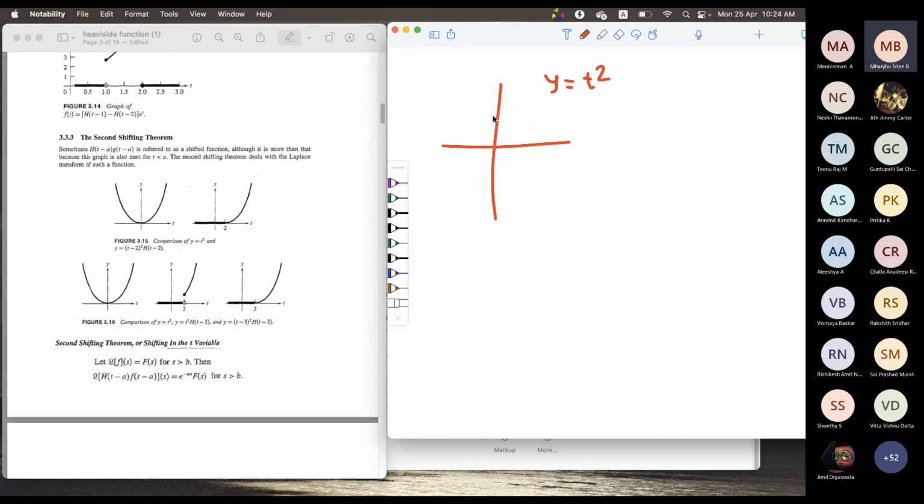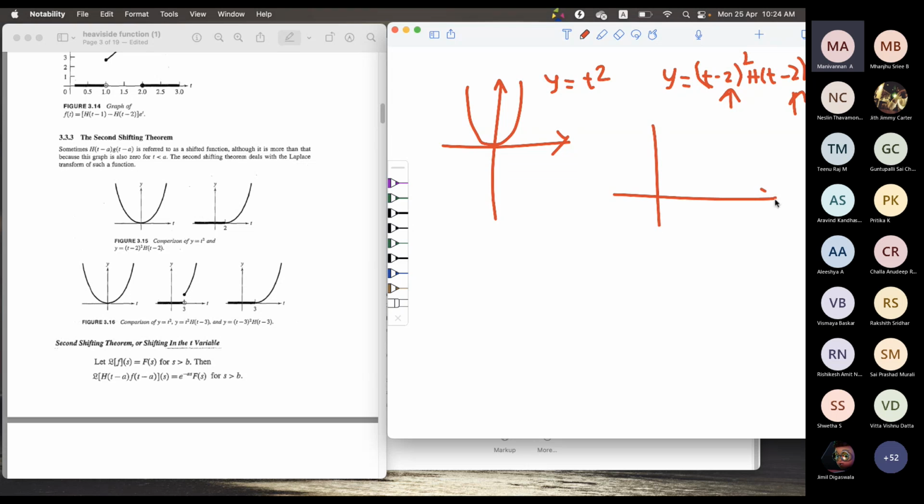Yes, sir. Understood. Yeah, this is y equals t square. Suppose I want to plot the function y equals t minus 2 whole square, actually with h of t minus 2. The points are the same at 2. Then what will be the nature of the graph? This is t and this is y of t, at 2.